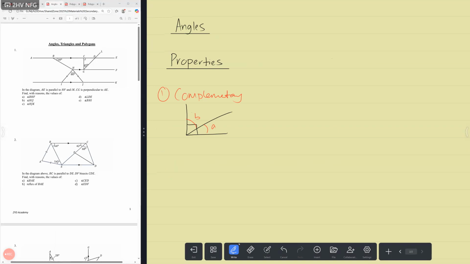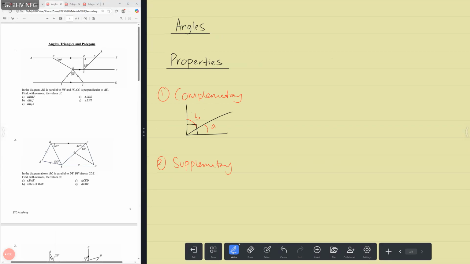Okay, so this is complementary. It's seldom used, but it is something that you must know. The reason why A and B add up to 90 degrees is because they are complementary. Okay, the second one is supplementary.